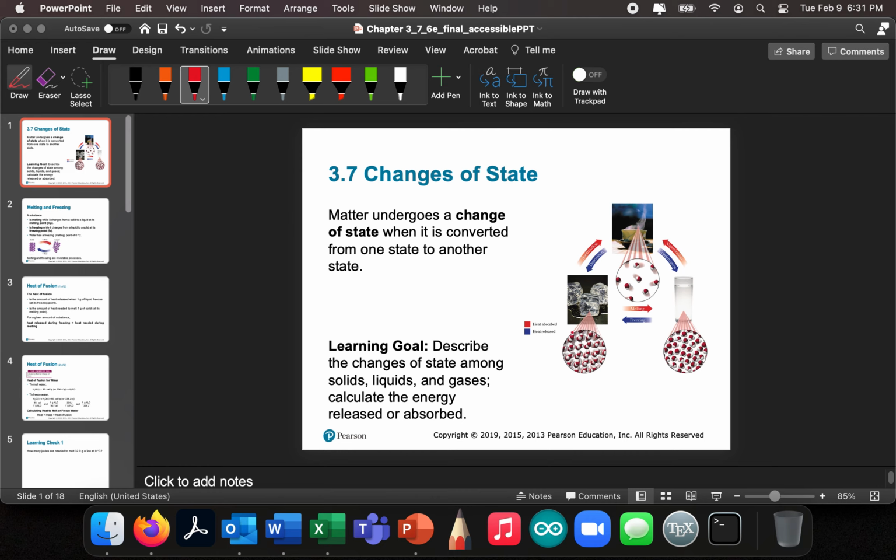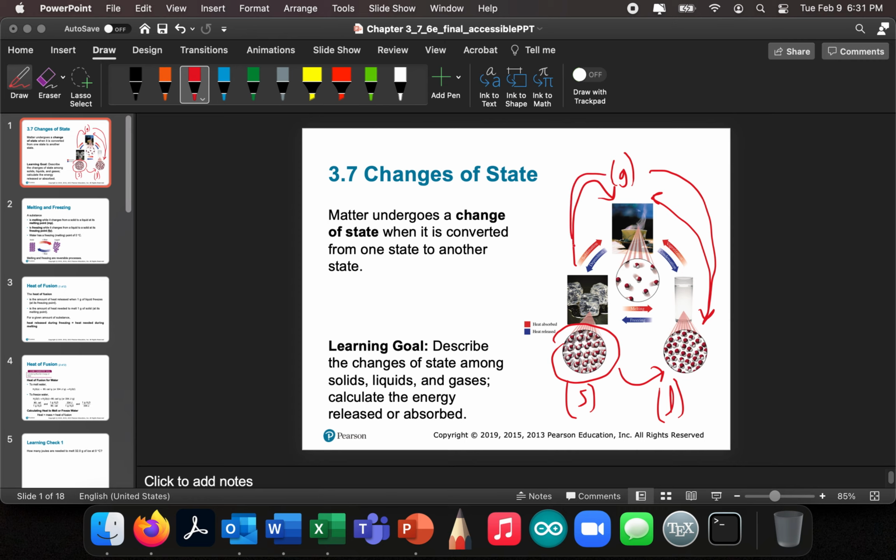So we're going to be talking about substances that go from solid to gas or to liquid, from liquids to gases, from gases to liquids. These are changes of state. From gases to solid, and the only one I haven't said yet was from liquid to solid. So we're going to talk about that, and our learning goal then is to describe the changes of state among solids, liquids, and gases, and to calculate the energy released or absorbed.